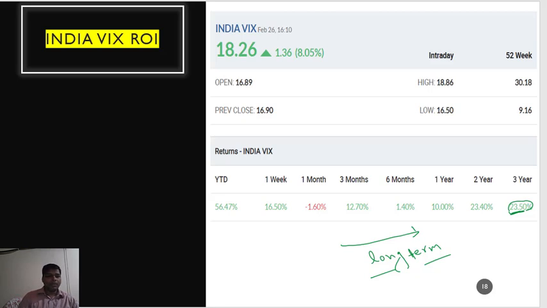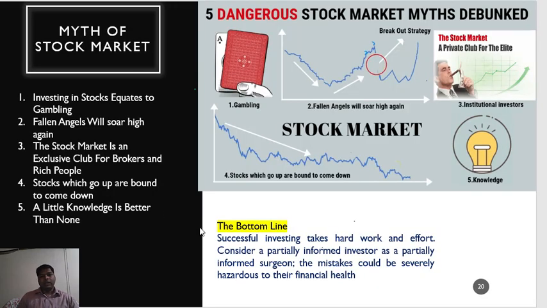So here I'm going to discuss some myths. What are the stock market myths? Basically I gathered five types of myths. The first is, investing in a stock equates to gambling. A person thinks investment in the stock market is gambling.